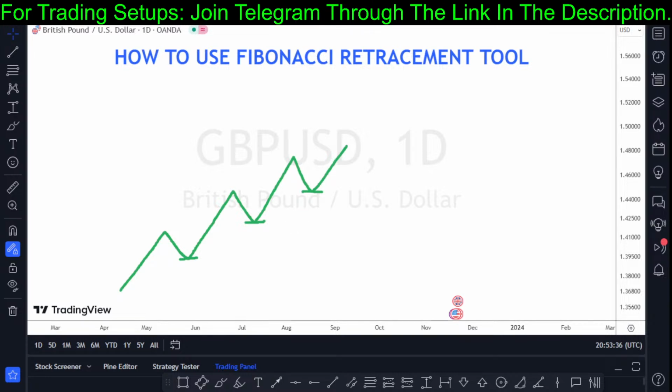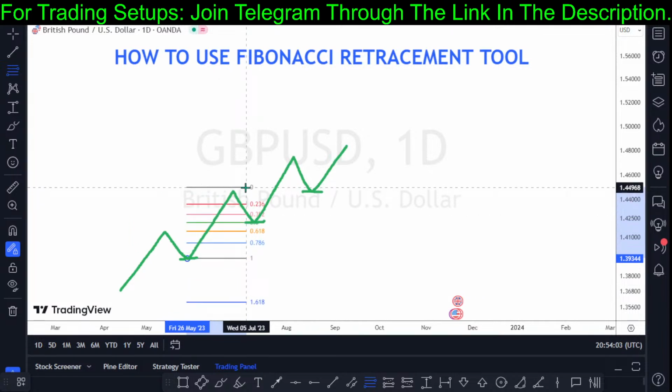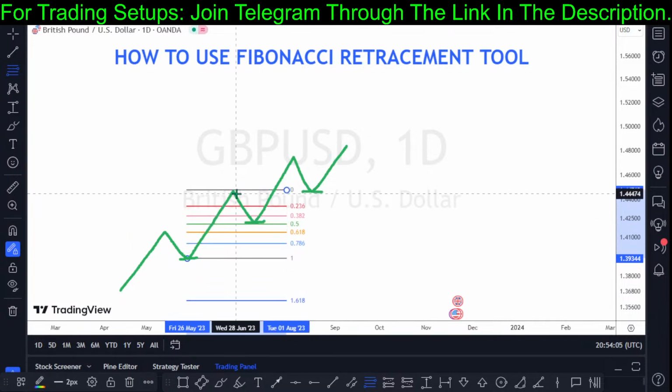To use the Fibonacci retracement tool, you have to apply your Fibonacci retracement from swing lows to highs in an uptrend, right? That means, for example, based on what we have right here, if you want to use this Fibonacci retracement tool, you have to apply it from the swing low right here to the high structure right here. This is how you use the Fibonacci retracement tool.